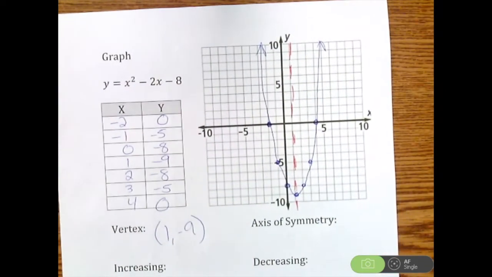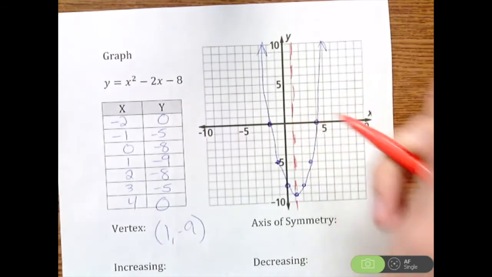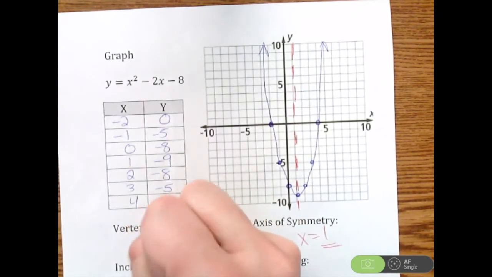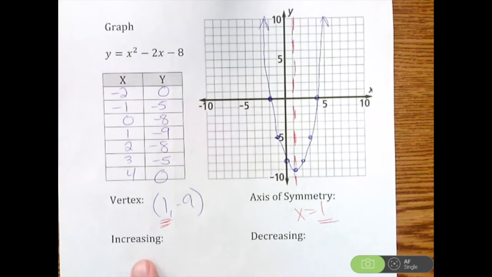And I want the equation for that. We're going through x at the x-axis at 1. So we're going to have x equals 1. Now notice the 1, those match up. That should always, always, always happen. So then we just have to talk about increasing and decreasing.